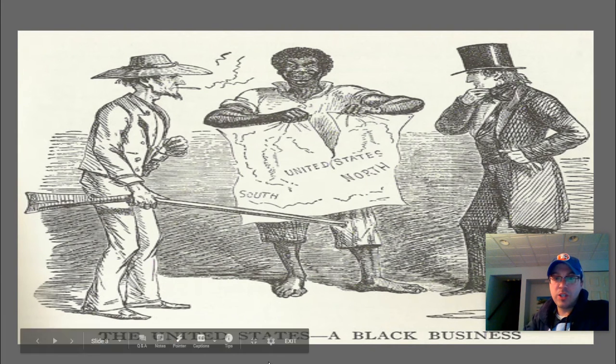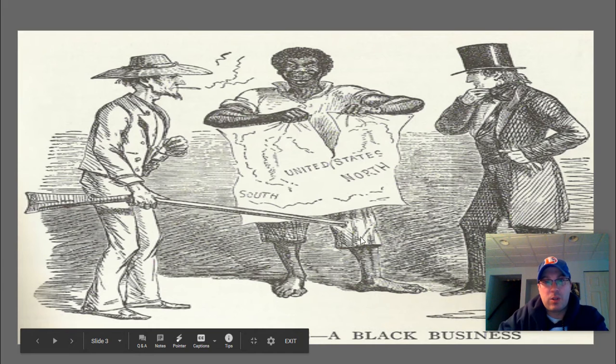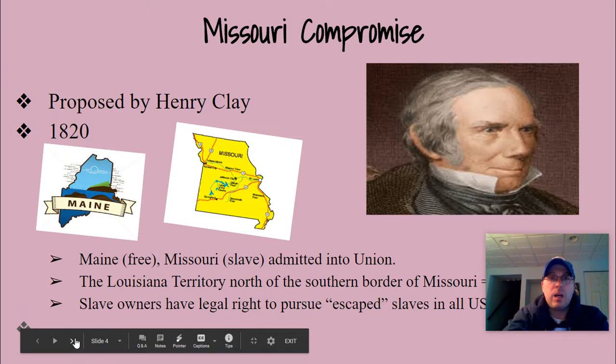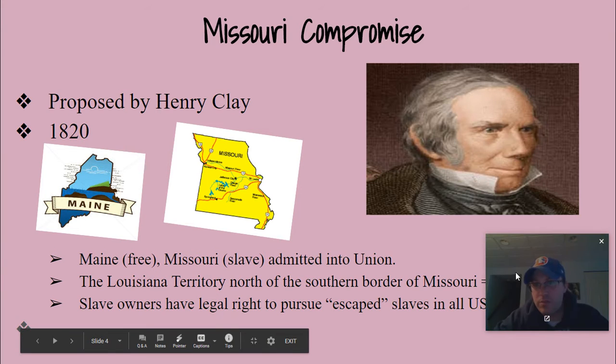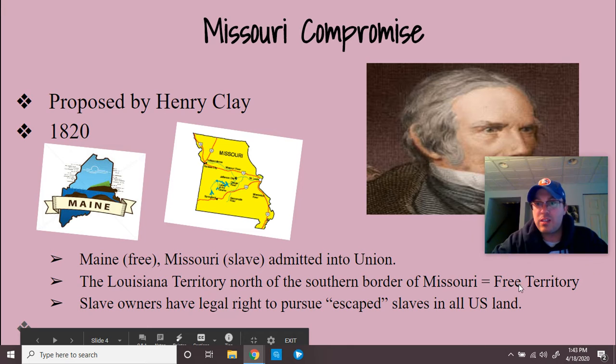And here's just an image of a cartoon from this time period. All right. And then here is the Missouri Compromise, proposed by no other than Henry Clay, the great compromiser. In 1820, his plan admits both Missouri as a slave state and Maine as a free state. And with this, the Louisiana Territory, north of the southern border of Missouri, is free territory.